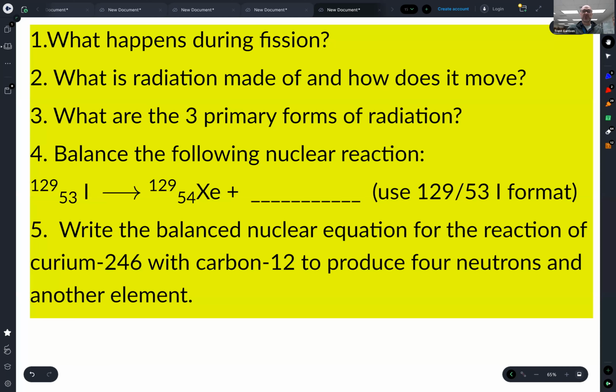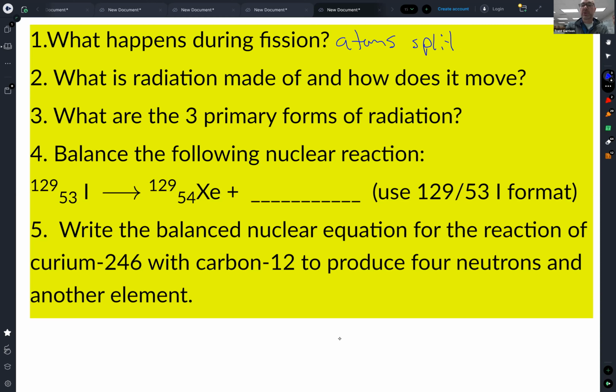All right, so on this first one, what it's asking us to accomplish is to understand what fission is. These are two different terms that are very similar sounding, and we have to understand the difference. Fusion means for them to come together. Fission is for them to break apart. So if you can simply know that during fission, atoms split apart into smaller pieces, that's good enough.